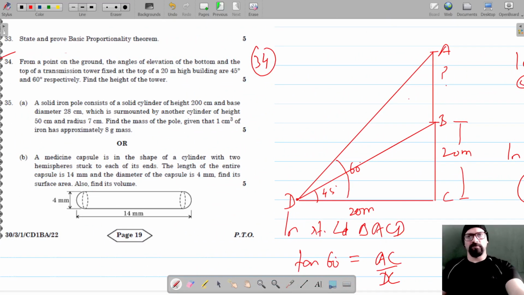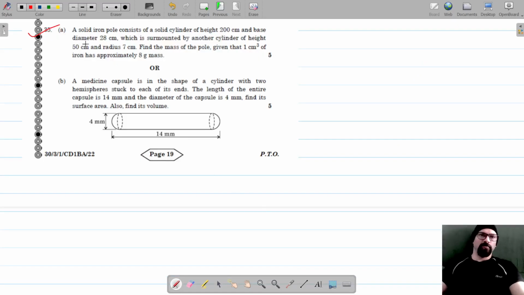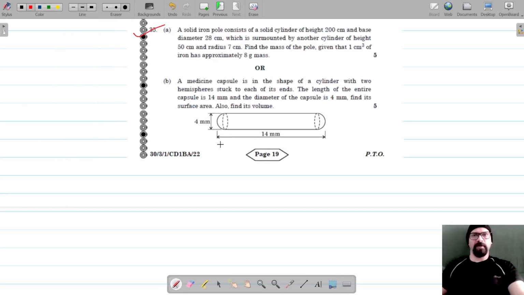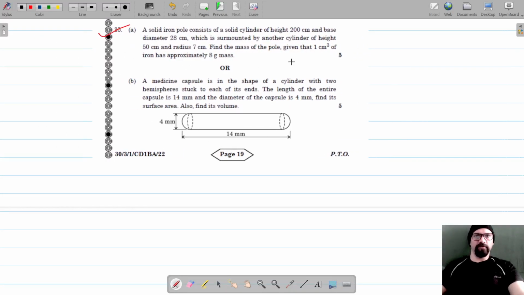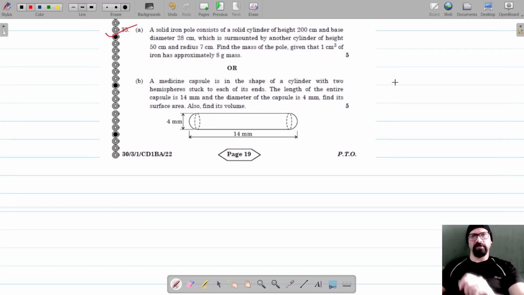Okay, moving on to the next question. That is question number 35. For question number 35, part A, it's given that a solid iron pole consists of a solid cylinder of height 200 centimeter and base diameter 28 centimeter, which is surmounted by another cylinder of height 50 centimeter and radius 7 centimeters.